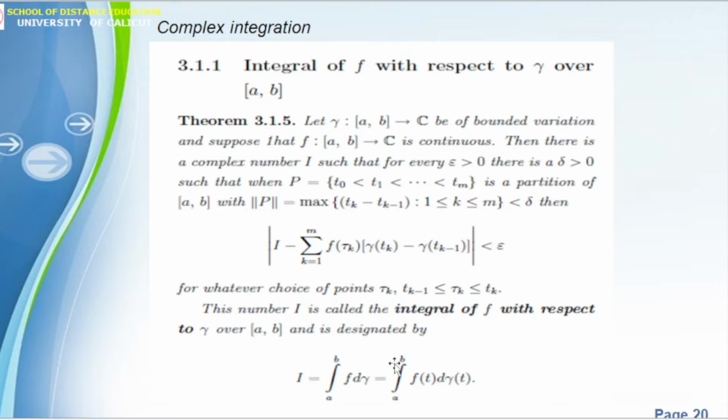It is denoted by I equal to the integral from a to b of f of t into d gamma of t. So I is the integral from a to b of f of t into d gamma of t.